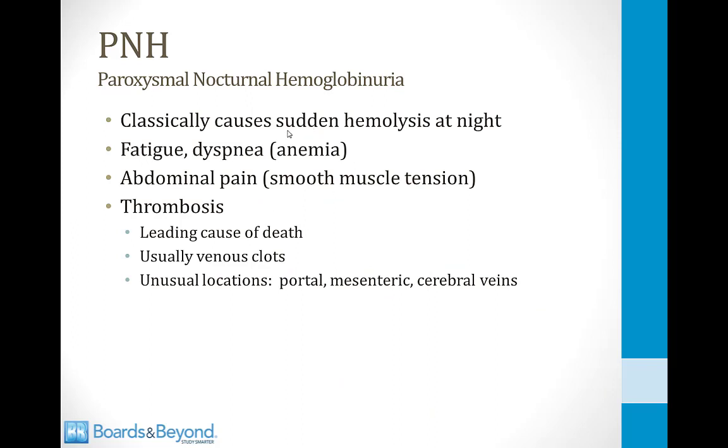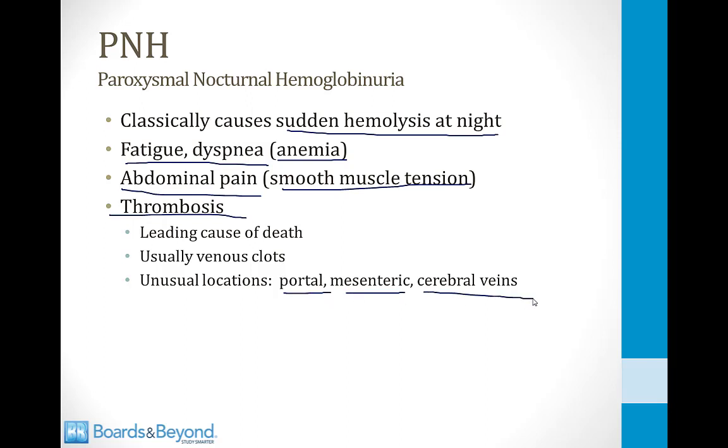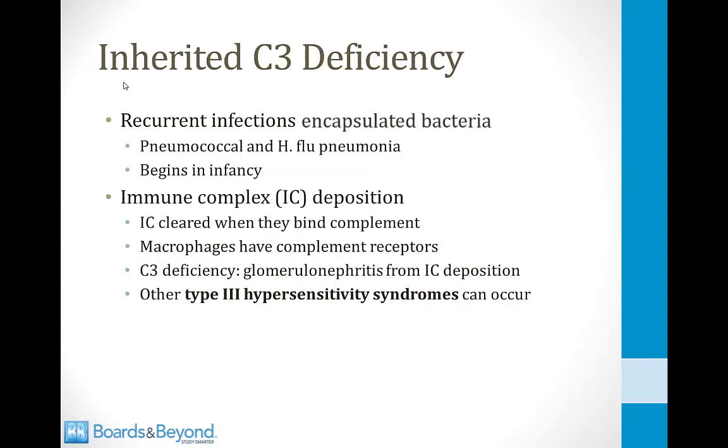Classically, PNH patients have sudden episodes of hemolysis at night, so they'll awake with abdominal pain, and their urine will be discolored from the hemolysis. They often have fatigue and dyspnea. This is a result of the anemia, and they often have abdominal pain from smooth muscle tension. In addition, they get thrombosis in very unusual locations like the portal vein, the mesenteric veins, or the cerebral veins. Thrombosis is the leading cause of death, and as you can see from all these locations here, it's usually venous clots that occur.